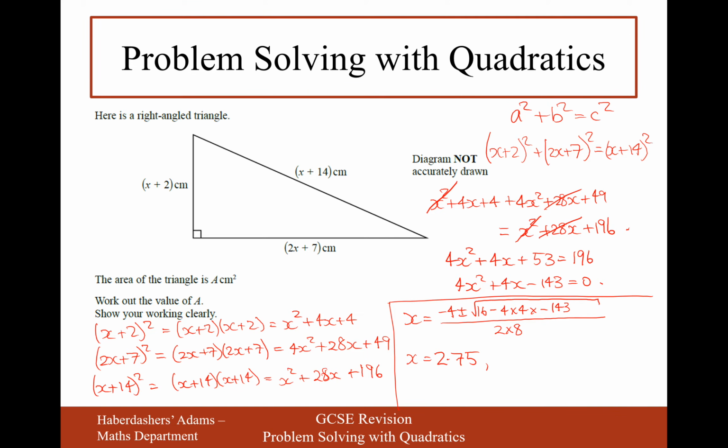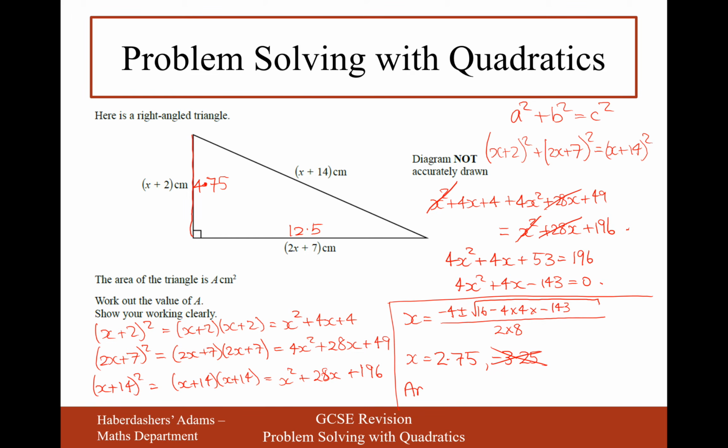And the negative solution, if we go into the equation and change the plus for a minus, is minus 3.25. So we can basically ignore that one because we don't have negative lengths on a triangle. So this length here is now going to be 4.75, because that's 2 more than 2.75. And then for this length here, it's going to be 2 times 2.75 add 7. So that's going to be 12.5.